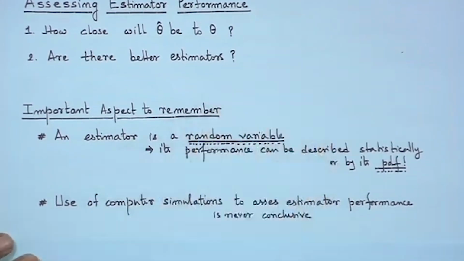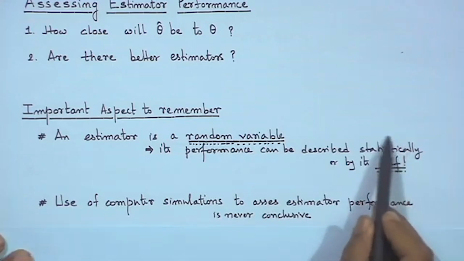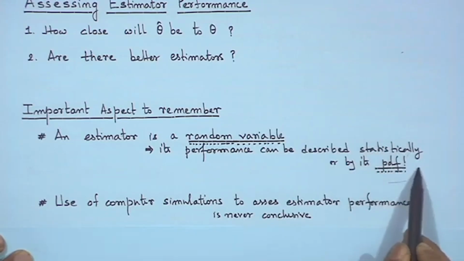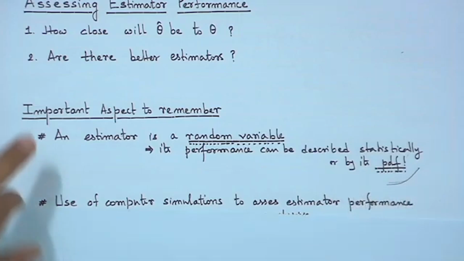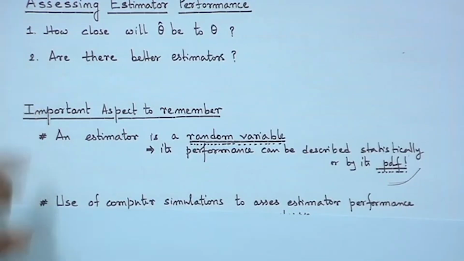And we should also note that use of computer simulations to assess the estimator performance is never conclusive. So, we should try to find the PDF, and there are other techniques by which we could estimate whether these two are achieved or not. So, one way to do that is to find whether the estimator is unbiased, that means on an average it produces the parameter which we require, and whether it produces the minimum variance. So, we should be able to analytically describe these behaviors of the random variable of interest.